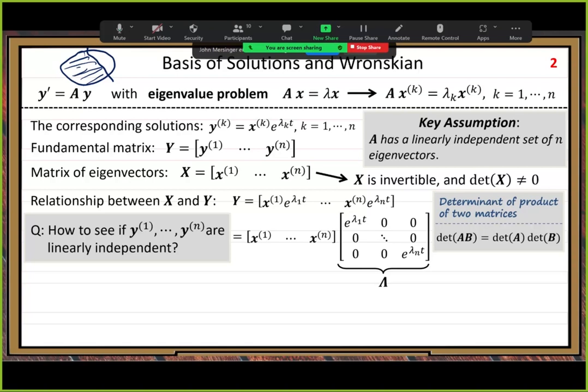Here, we use a simple formula in determinant: the determinant of a product of two matrices. It should be two square matrices A and B. Last time I mentioned this, because there is a possibility A is a rectangular matrix and B is another rectangular matrix. Then we don't have this formula.